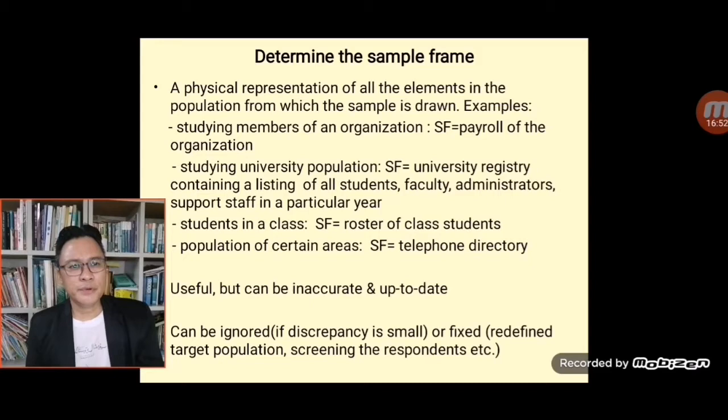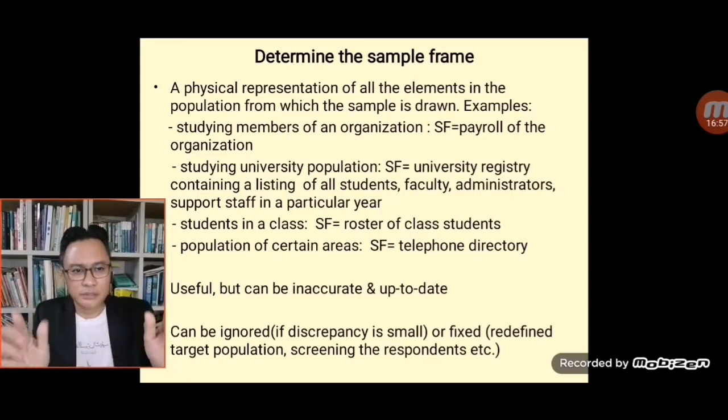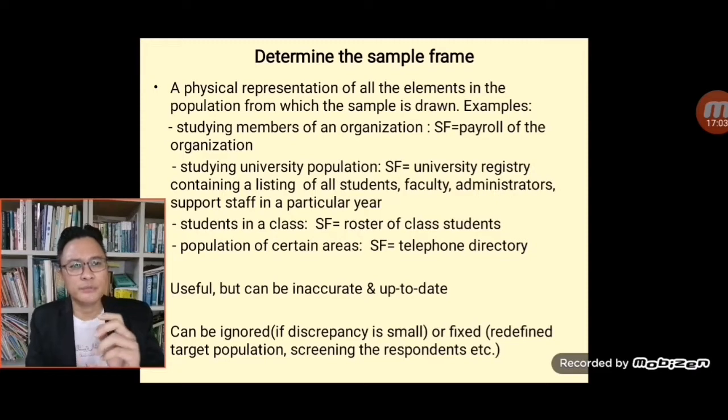Okay, sample frame is about how you might want to restrict your search. Contoh dekat dalam ni kita studying members of an organization, sample frame payroll of the organization, those who receive salary. Studying university population, university registry contain list of students, faculty administrators, kan? Students in class, roster of class student, population of student errors, telephone directory. Useful but can be inaccurate and out of date.